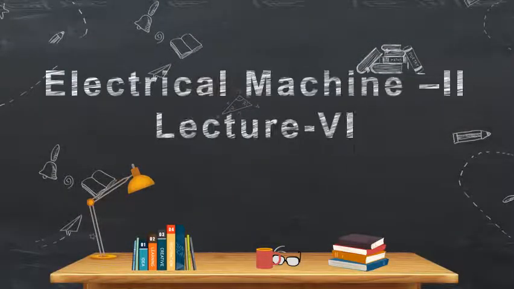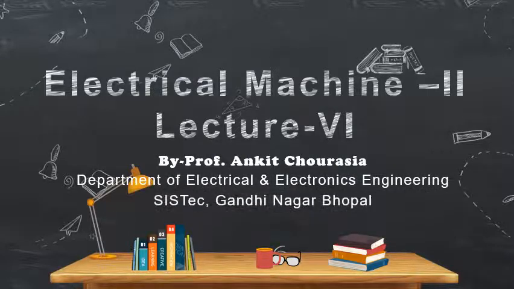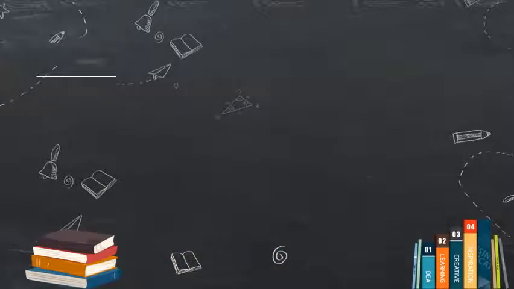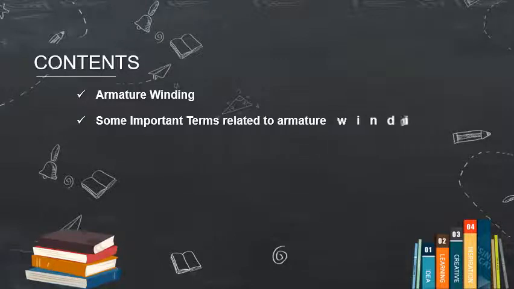Hello everyone. In the previous class, we discussed the various types of DC machines like permanent magnet DC machine and brushless DC machine. So in this lecture, we will study what is armature winding, and some important terms related to armature winding.